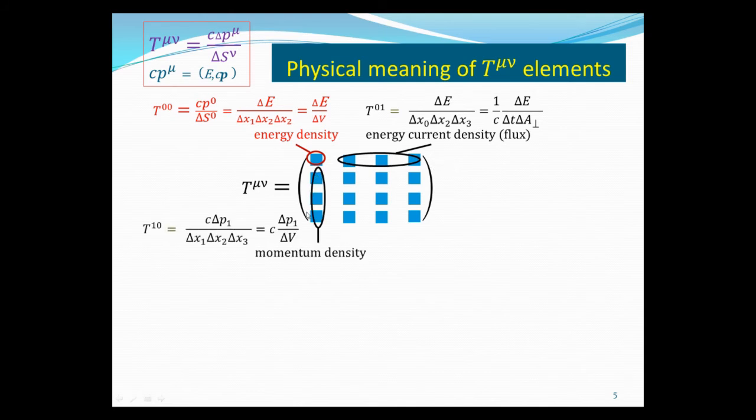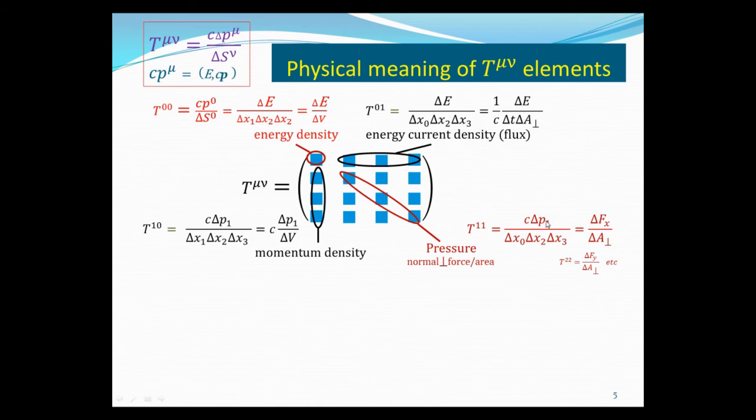For the 1, 2, 3 components of the first column, take T10. It will be c times delta p1, for example. Again, what's missing is delta x1, and there's no delta x naught in the denominator. So that equals the momentum, in this case in the x direction, per unit volume. This is simply the momentum density. Now let's look at the diagonal part of the 3 by 3 submatrix. Let's look at T11.